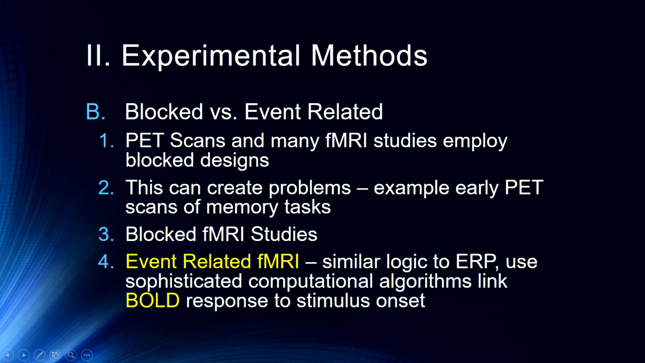So that gets us to a look at event-related fMRI studies. Now we're at the point where the scanners are fast enough and our data analysis techniques are advanced enough that we can actually do event-related fMRI. Essentially, this is a similar logic to event-related potentials. We time lock neural signaling to that external event and average over a number of trials.